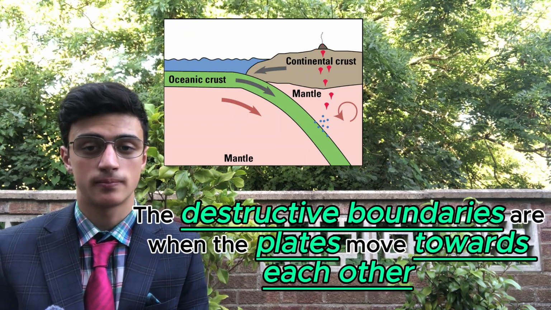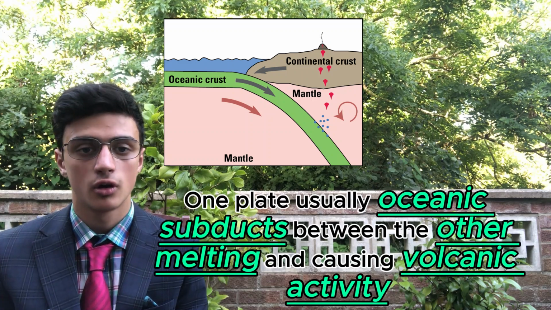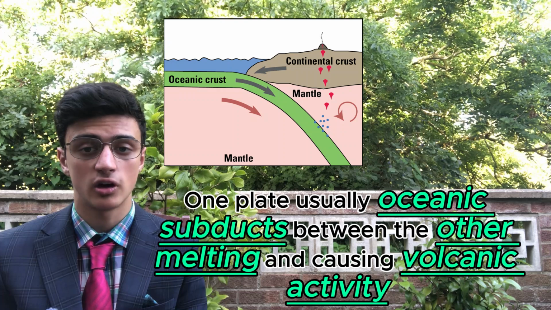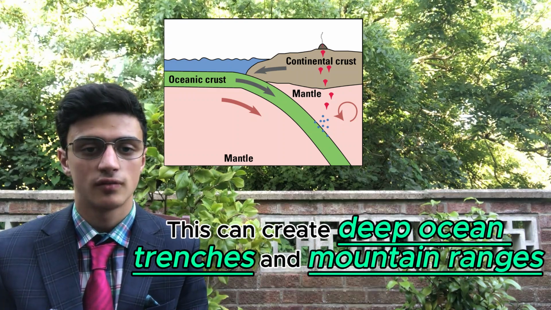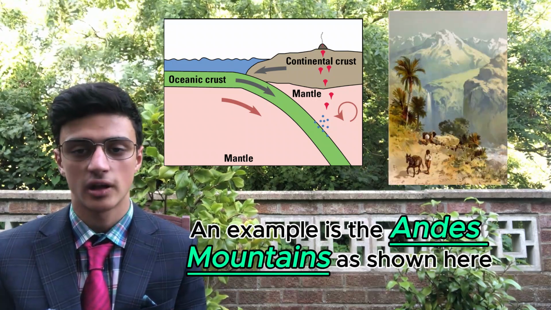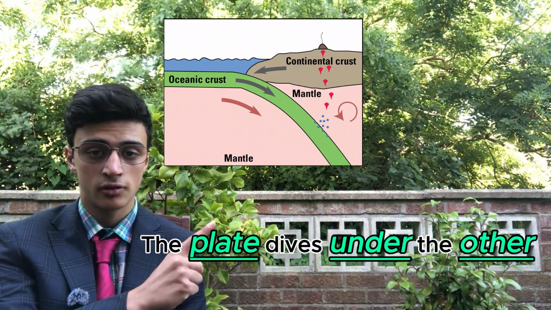Destructive boundaries are where the plates move towards each other. One plate, usually oceanic, subducts beneath the other, melting and causing volcanic activity. This can create deep ocean trenches and mountain ranges. An example is the Andes Mountains. As shown here, the plate dives under the other.